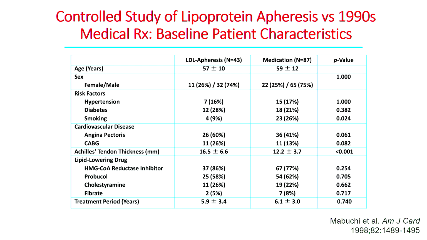Bypass surgery was present in 10 to 20% of folks. The Achilles tendon thickness was a little bit higher in the apheresis group, at 16.5 millimeters. And then we see most patients were on statin medications, and this study predated ezetimibe and PCSK9 inhibitors. And then again, follow-up was for 6 years.